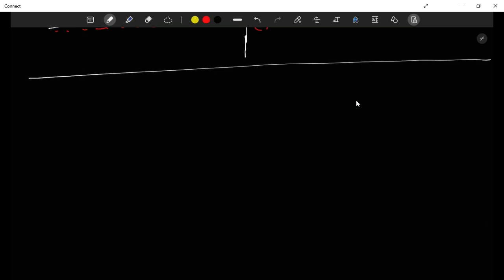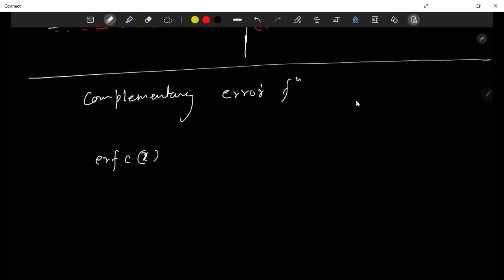At last I want to give you an exercise. Before you come to the next video, I hope you will solve it. I will discuss this solution in the next video. So the exercise is the complementary error function. The definition is this: the complementary error function is written like this, 2 by root pi, integral from x to infinity of e to the power minus t square dt.